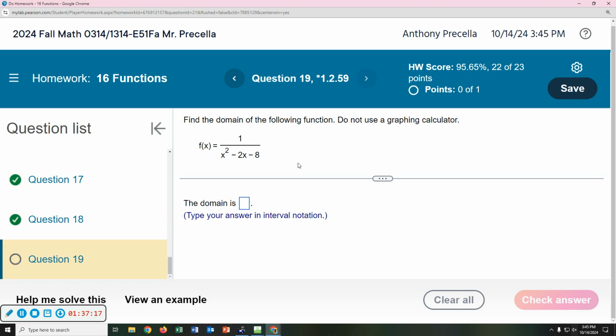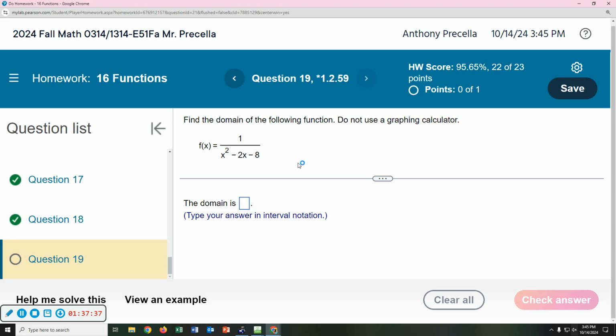Say no. No, because what's not appearing in the function? There's no radical, no square roots. That's when you have to draw the number line and test the interval. And it says, find the domain. Do not use a graphing calculator.